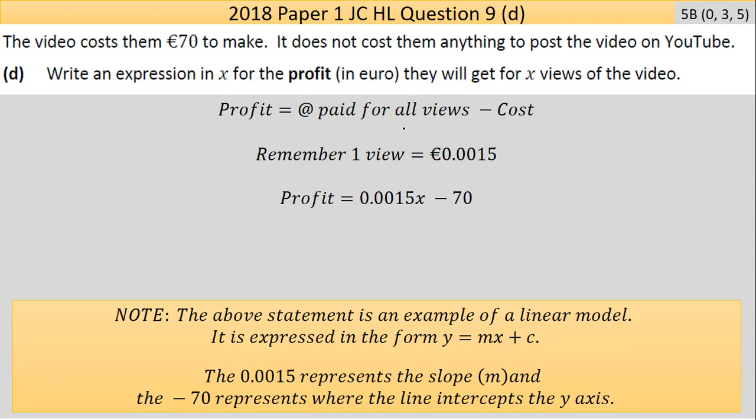So how much did they get paid for all views? Okay, we don't know. We're talking in general. So if X was the number of views, then that could be 1, it could be 1,000, it could be 10,000, it could be 80,000. How much were they getting for each one of those? It was 0.0015. And then you're taking away the 70, which was the cost of making the video. That's your profit. Okay, so that's part D.